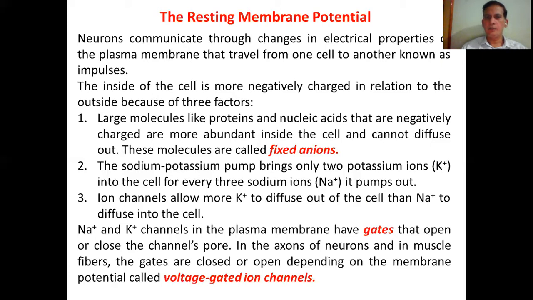The sodium and potassium channels in the plasma membrane have gates. There are a couple of gates to open or close the channel pores. In the axons and in muscles, these gates open or close in response to the membrane potential. So these are known as voltage gated ion channels, since they operate on the basis of the impulse being received.